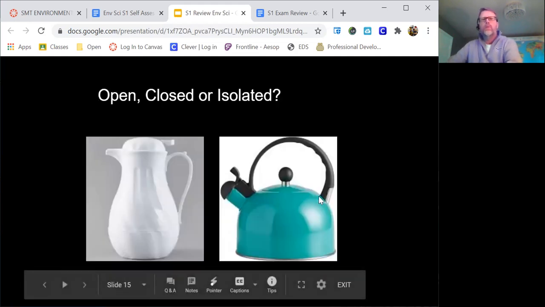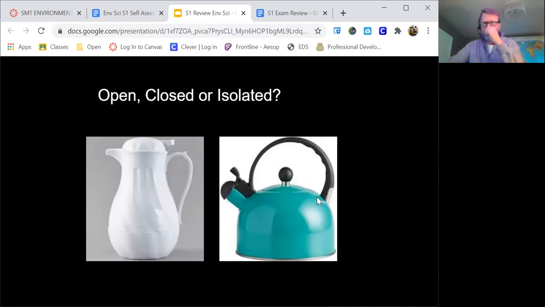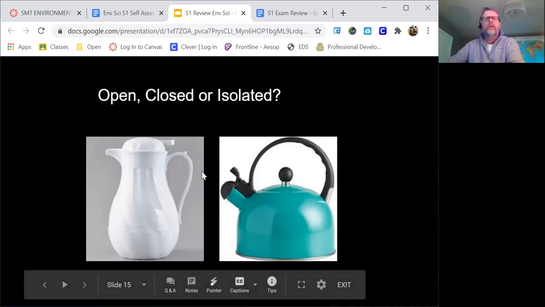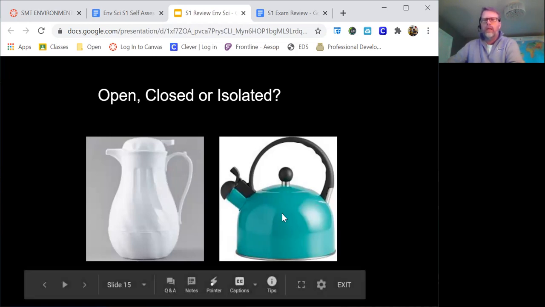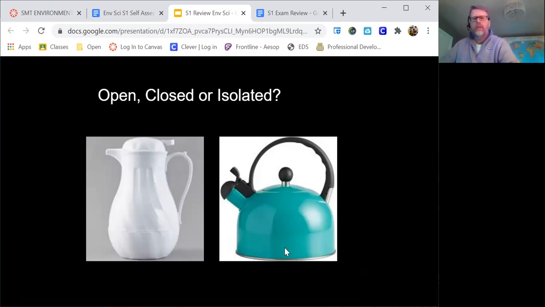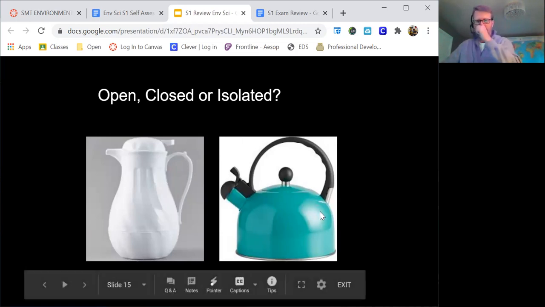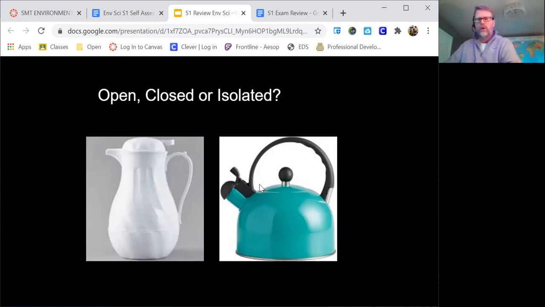So next up, we're talking about open, closed, or isolated systems. Let's look at both of these. These both hold hot water. Okay, they both have the lid on and they're sealed closed. If we put this green one on the stove and heat flows in and some of the heat radiates out, that becomes a closed system. No water came in or out, but the heat came in or out. Now, if steam starts shooting out the lid, then it's an open system.